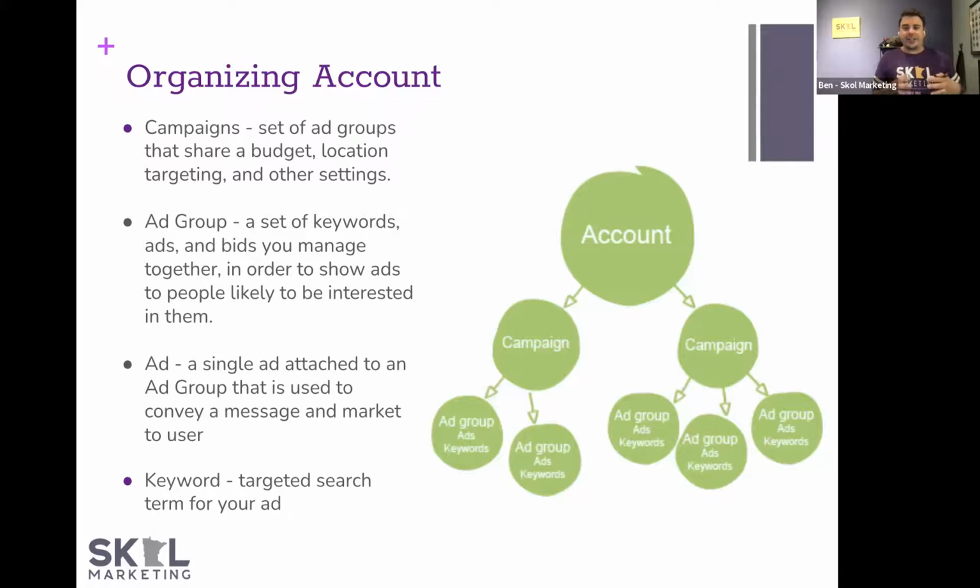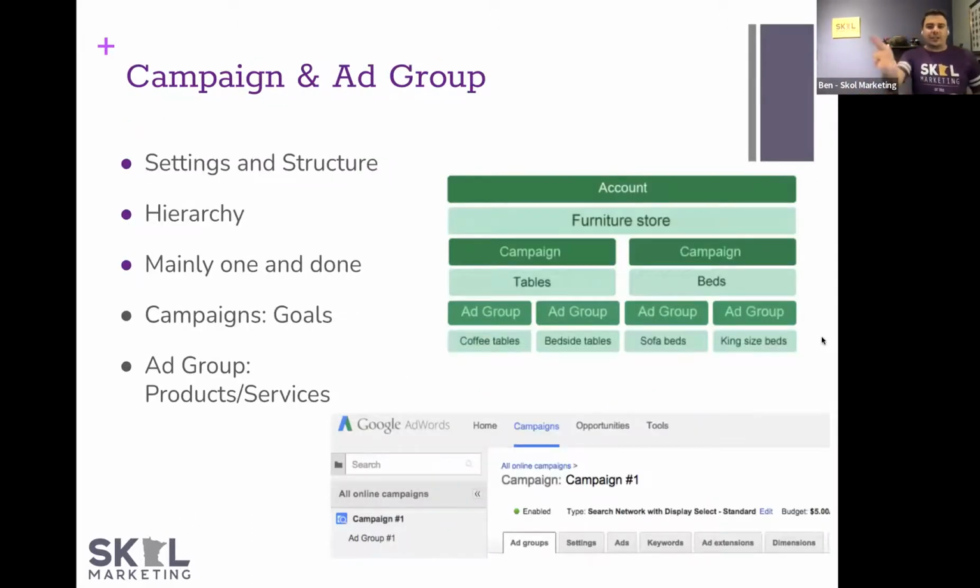Anybody that starts an AdWords account should have multiple ad groups, and usually multiple campaigns. To give you an example, let's use a furniture store. We would run a campaign for tables and a campaign for beds. So you really want to start way up there. And then we would have ad groups of coffee tables and bedside tables.